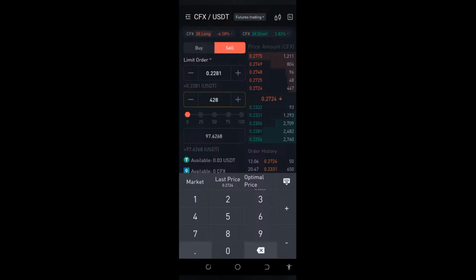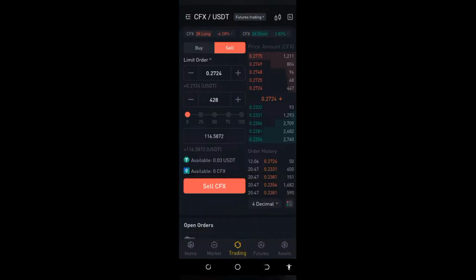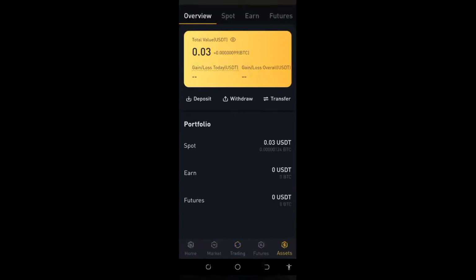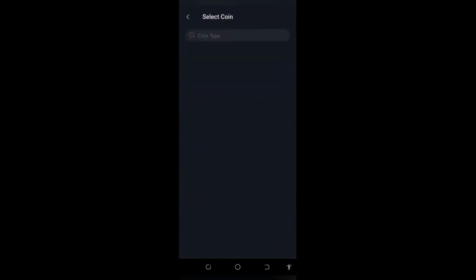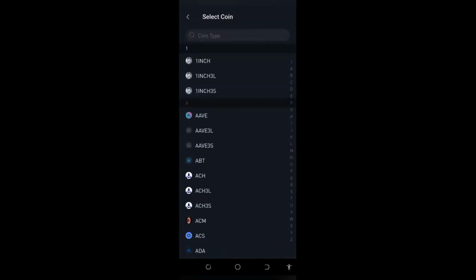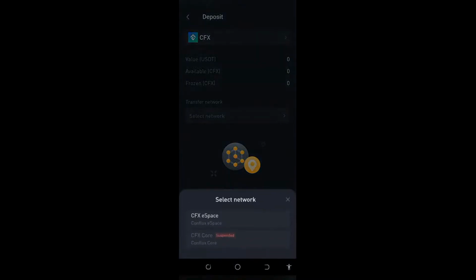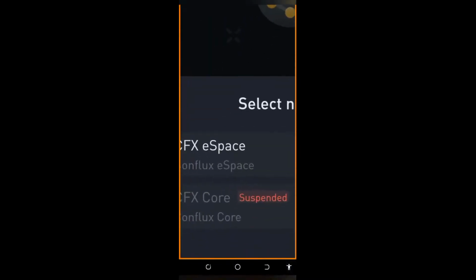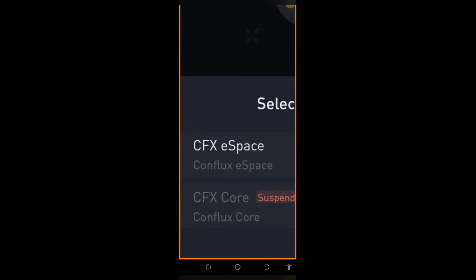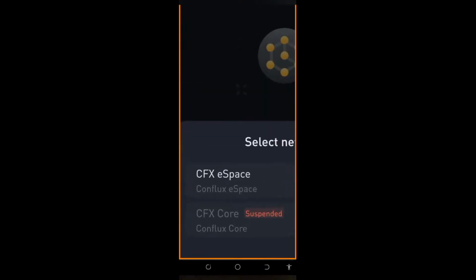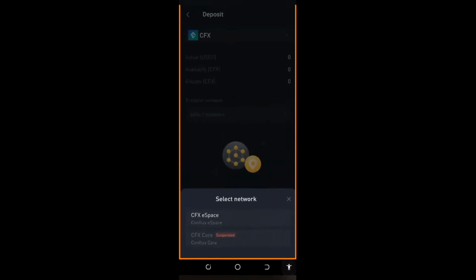So now, since we're here on Buy True, let us check the deposit network, right? Let's see what it is to deposit, what's it called now again? CFX. Yes, CFX. All right, so I'm just going to click on that. Okay, what are we seeing here? We're seeing Conflux eSpace. We're seeing Conflux Core. Conflux Core is suspended while Conflux eSpace is available. Okay, so now let's just check this out.